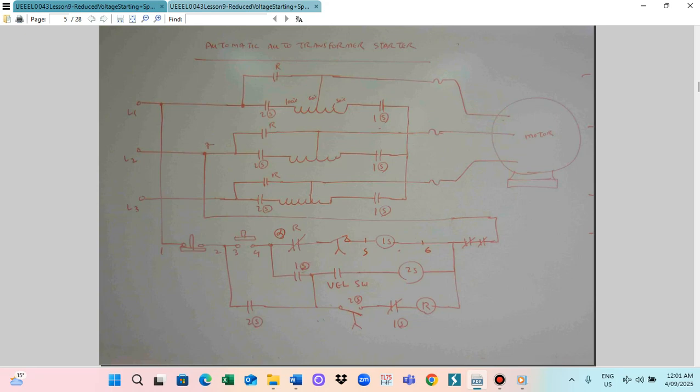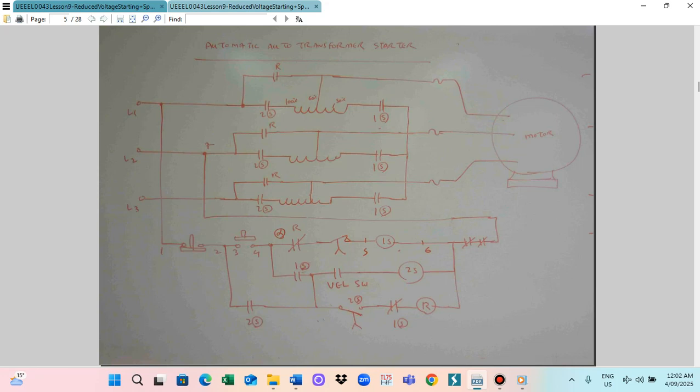This one closing means the R connector is energized. R connector energized means that all R connectors are closed. So the motor is connected to the full line voltage. So this R connector opens the normally close connector at the alpha point. So the YS connector is no longer energized. So the YS connector is removed. In the meantime, the YS connectors are also open, so the 2S loses the energizing, so 2S is also removed. So the auto transformer is now eliminated from the supply.